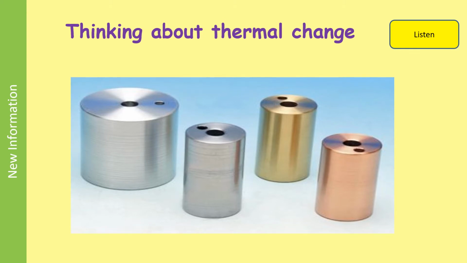Here are some pictures of some real-life materials. These are all metals. Now, firstly, there are different amounts of metals here, so different masses. Secondly, the materials themselves are different. We've got some aluminium, we've got some steel, we've got some brass, and we've got some copper. All of these metals have different specific heat capacities, so they change in temperature by a different amount, even if you put the same amount of energy into each.